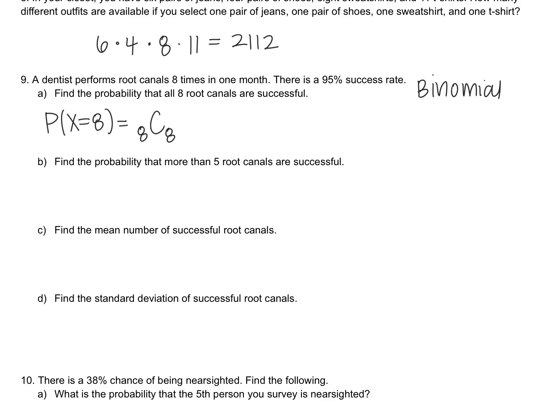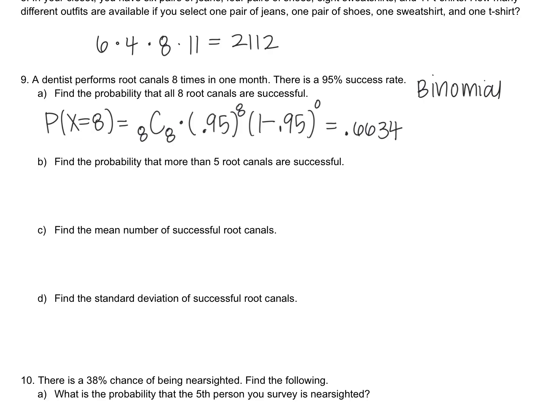So that would be 8 choose 8 times 0.95 to the 8th, and then times 1 minus 0.95 to the 0. Which in this case, because you're saying all 8, you could just do 0.95 to the 8th. It ends up being the same way. But if this had said the probability that 6 out of 8, then we would have had 8 choose 6 times 0.95 to the 6th, and then 1 minus 0.95 squared. So you end up with 0.6634, which is not a bad probability comparatively speaking.